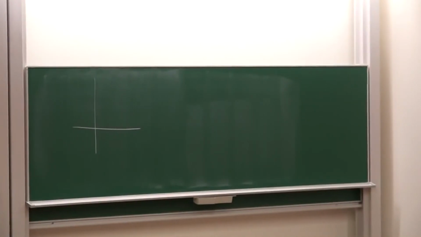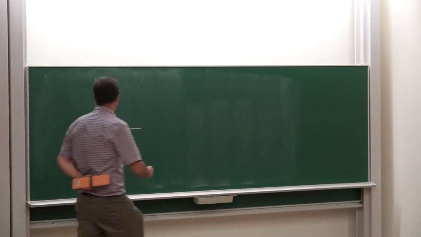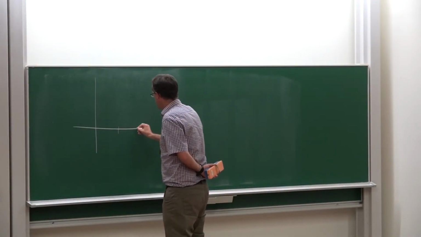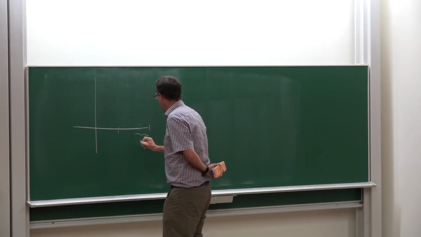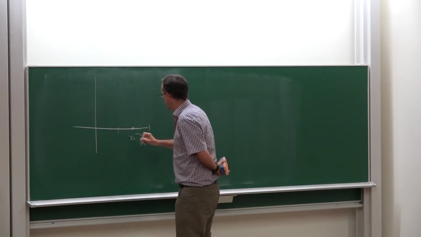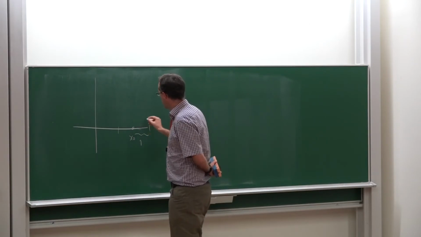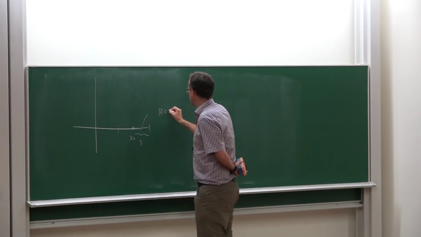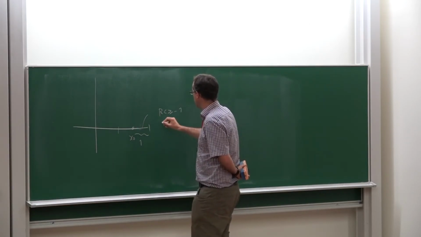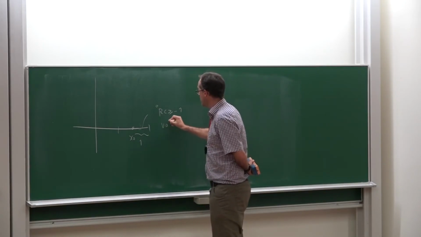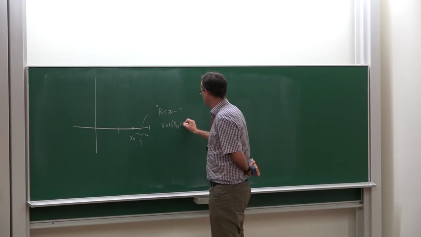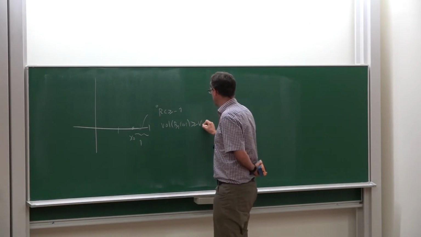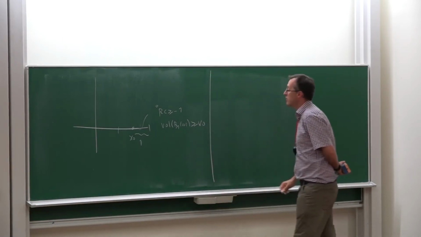So you're assuming, I'm going to draw a slightly different picture. Here's your point, and you've got a ball, and you know here, say, Ricci is bigger than or equal to minus 1 times 0, and the volume of this ball is bigger than or equal to V0. That's the situation you've got.